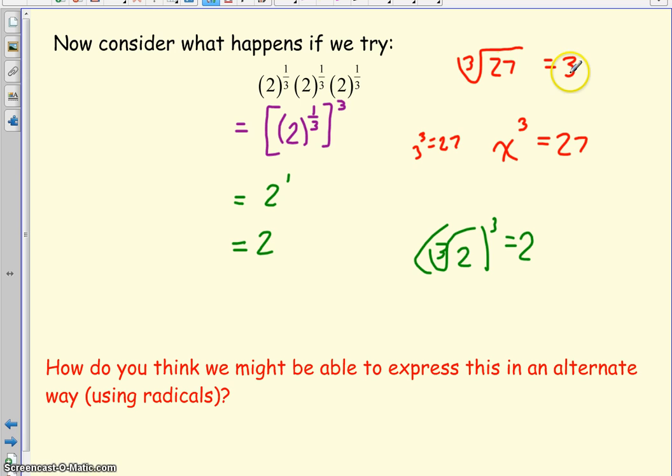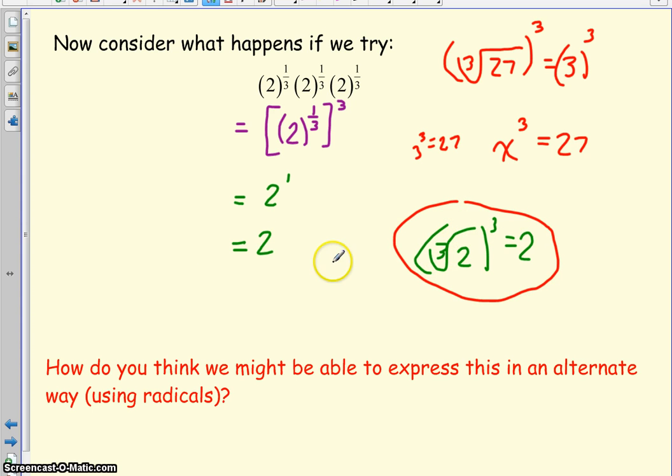Okay, so again, if I were to take both of these sides to the power of 3, the exponent of 3 undoes the cube root, so all that's left here is 27, and 3 out is, again, 27. Okay, so the cube root of 2 all cubed is equal to 2.